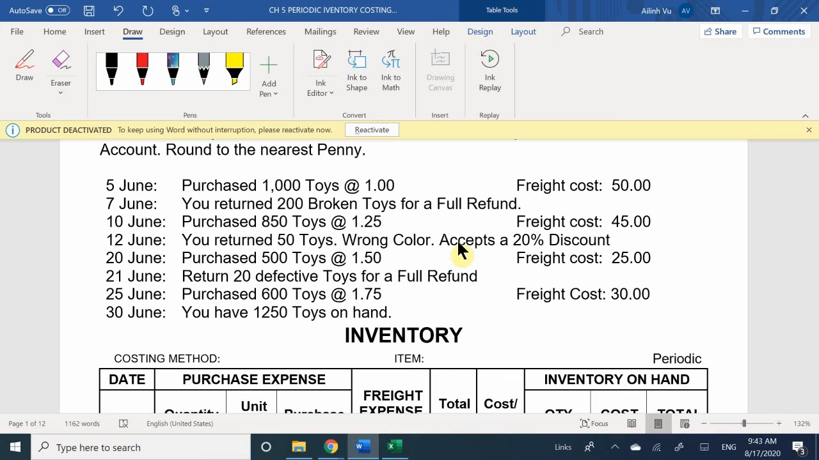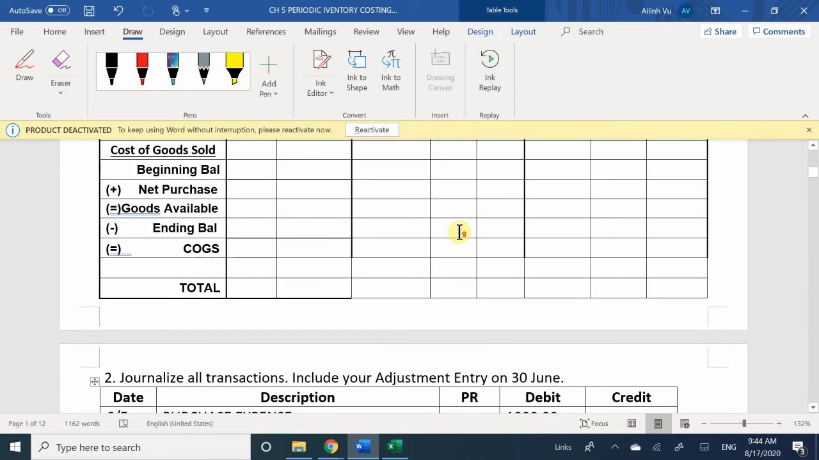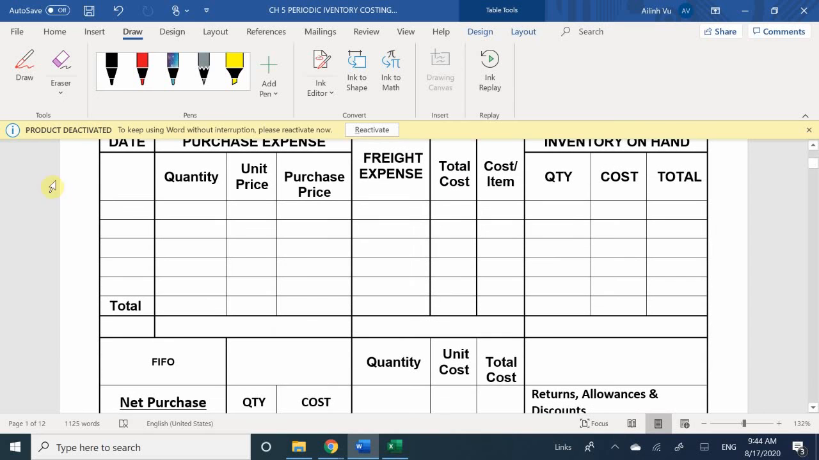Yes. Okay. So on June 10, we purchased 850 toys at $1.25 with freight of $45. So let me go ahead and fill out this worksheet as I go, because I don't like going back and forth so much. So here's that and here's that. We have 1,000 here, 850 here, $1 here, 125. And then this one was, what was the total purchase price for this one again?